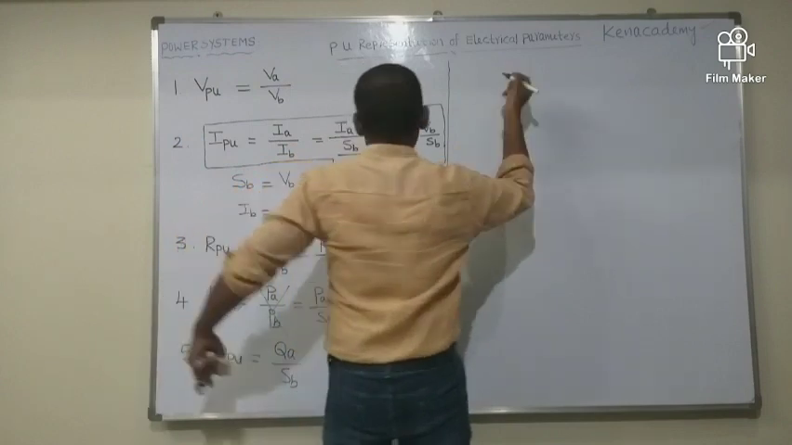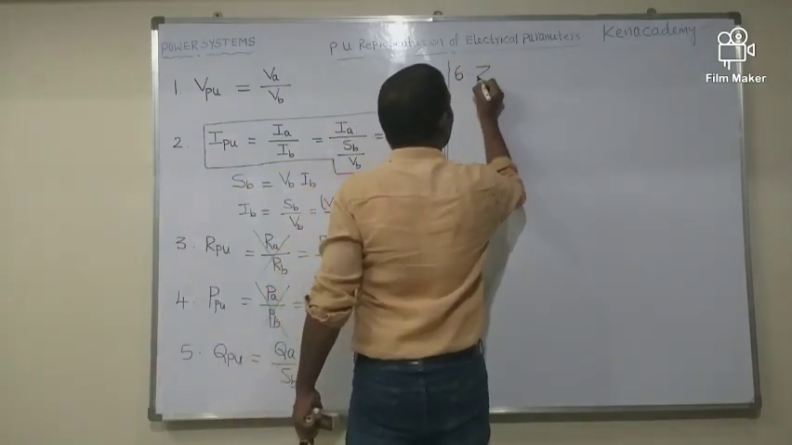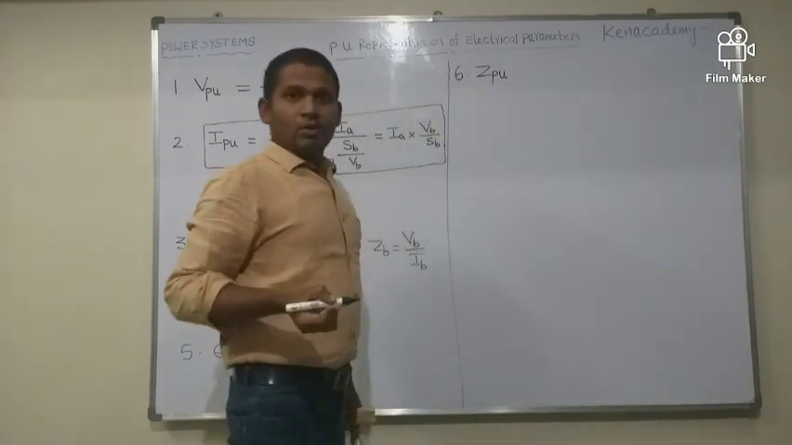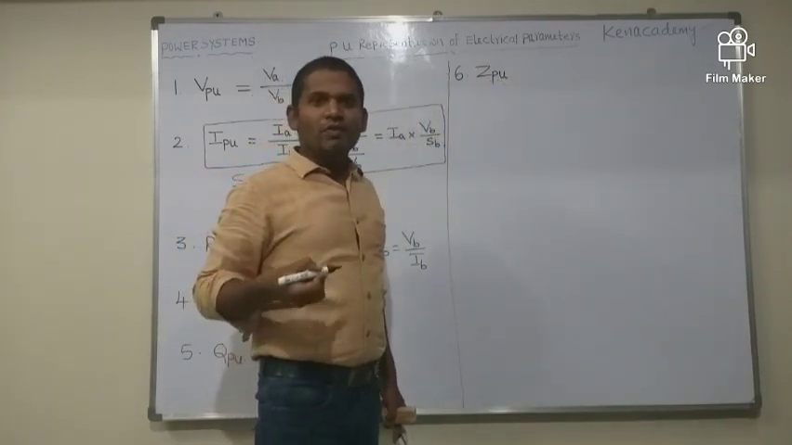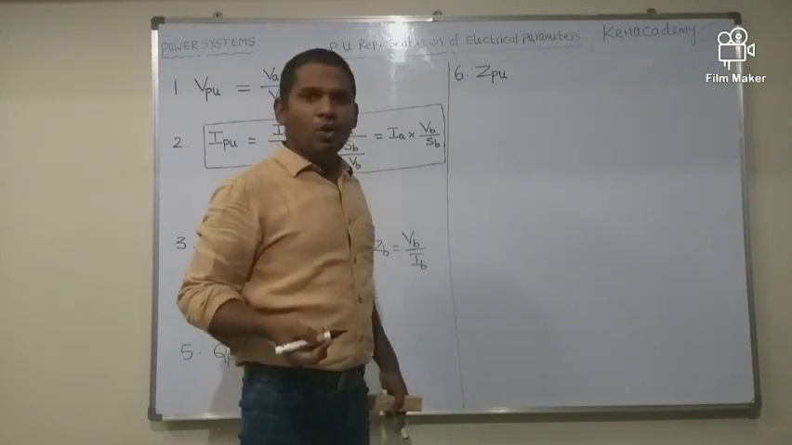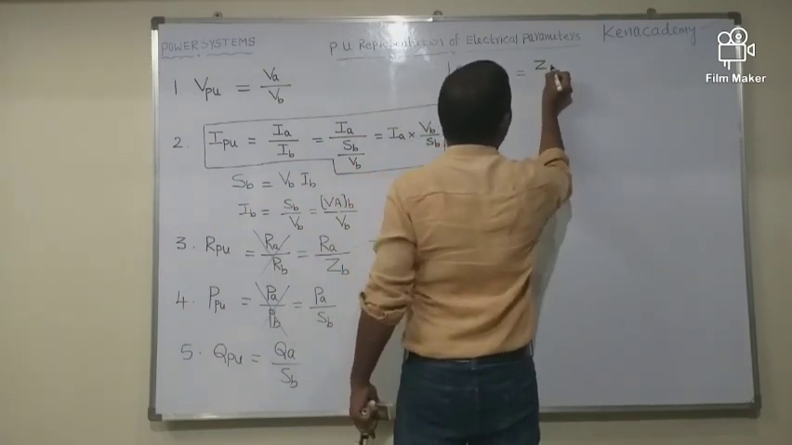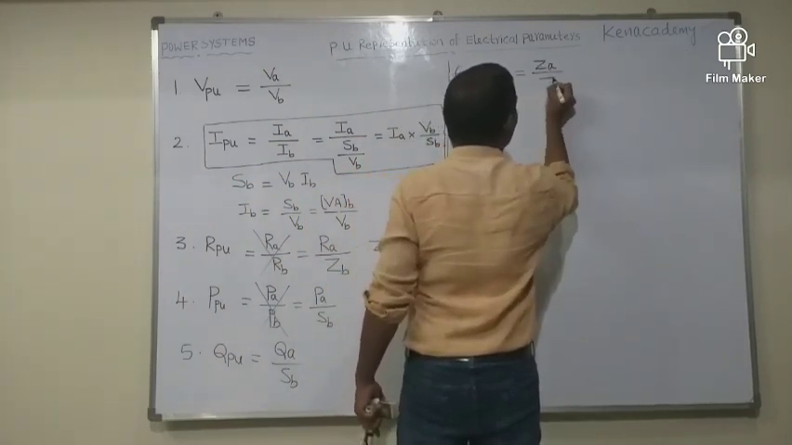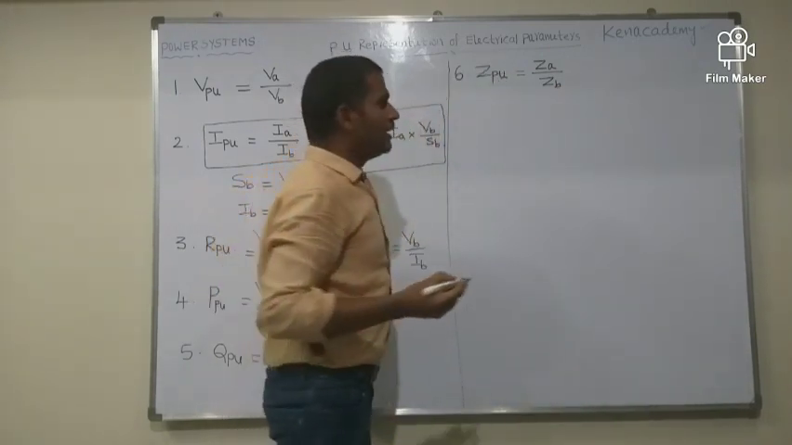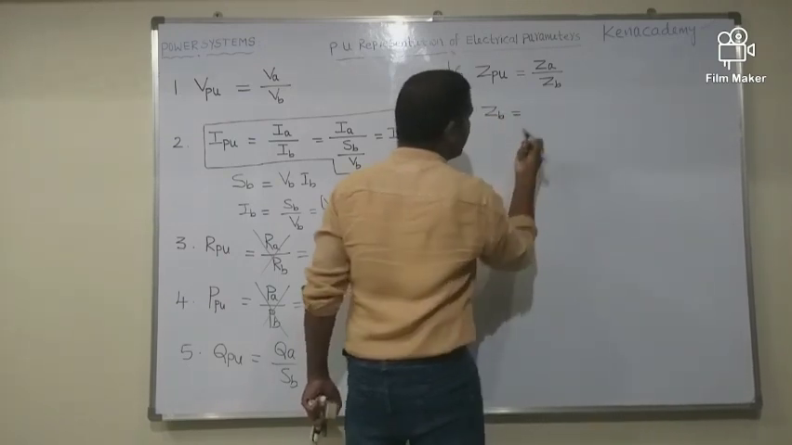See, the sixth one is, I want to write per unit impedance. This is a very important formula to solve the problems. In solving problems in the per unit system, this is a very important formula. How to write Z per unit? The fundamental formula is Z actual by Z base. But I don't know directly what is the Z base. Then first we calculate Z base.